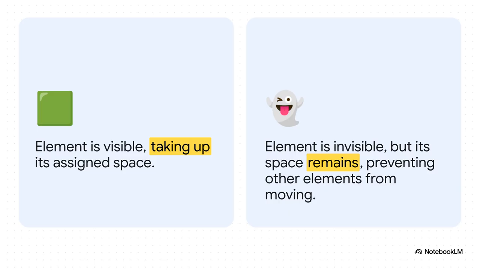And here it is, the crucial difference. When we apply visibility hidden to that middle block, it becomes transparent, but its space is preserved. See that? It's a ghost. It's unseen, but it's still taking up room, so the other elements don't move an inch. This is absolutely key for when you want to hide something without messing up your whole layout.